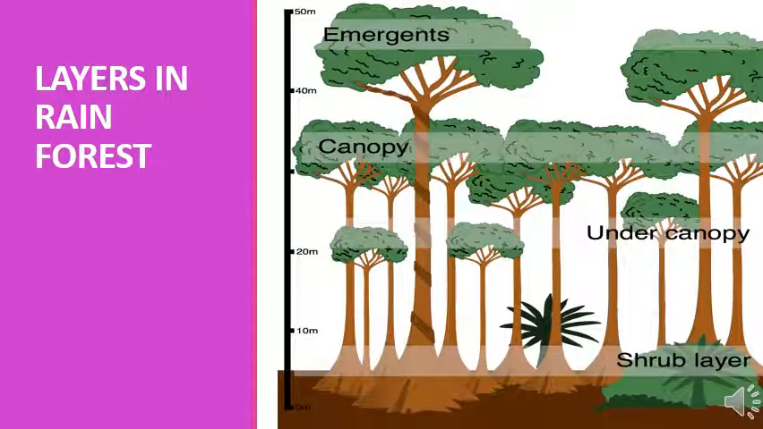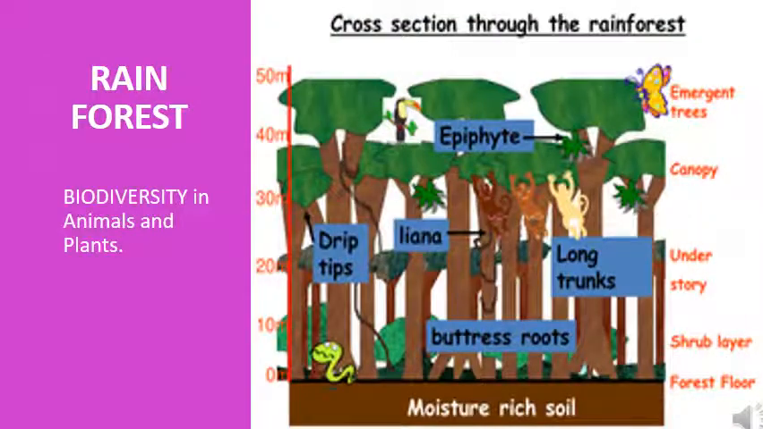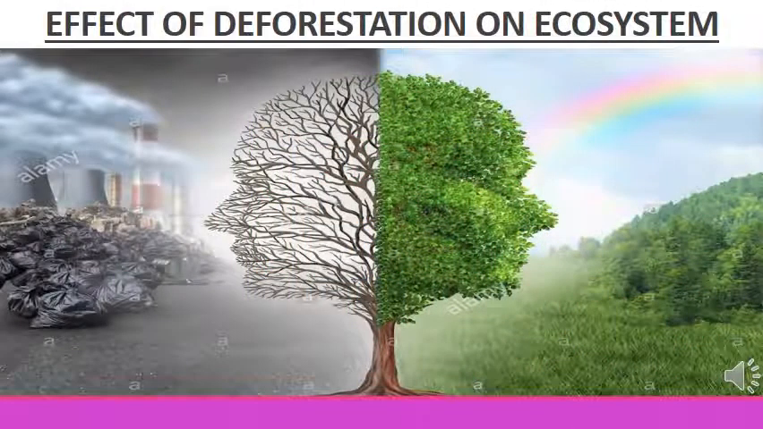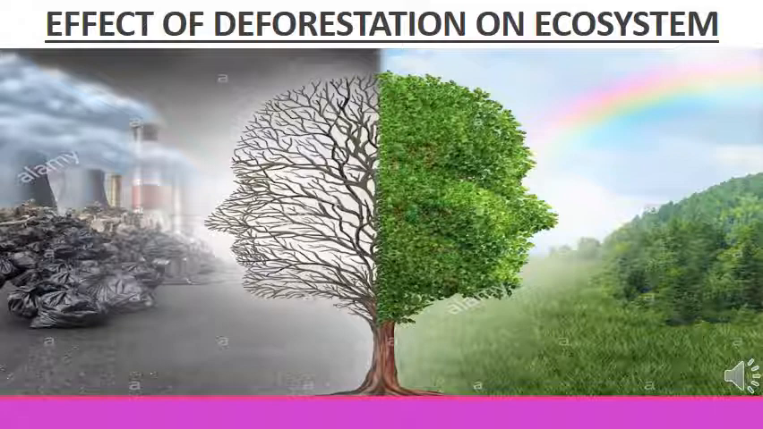Dear students, I am sure you are excited about today's lecture. Now let's first see the different layers in the rainforest. There is the shrub layer, the under canopies, the canopy layer and the emergent plants. Students, rainforests are not only rich in biodiversity of plants, but they are rich in biodiversity of animals as well. Sit with me to understand the effects of deforestation on the ecosystem.